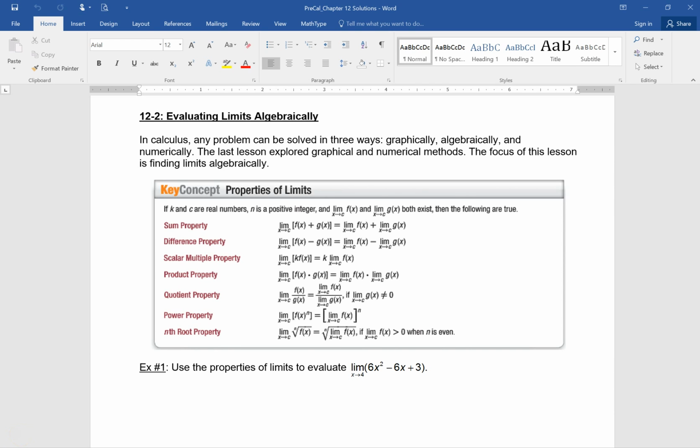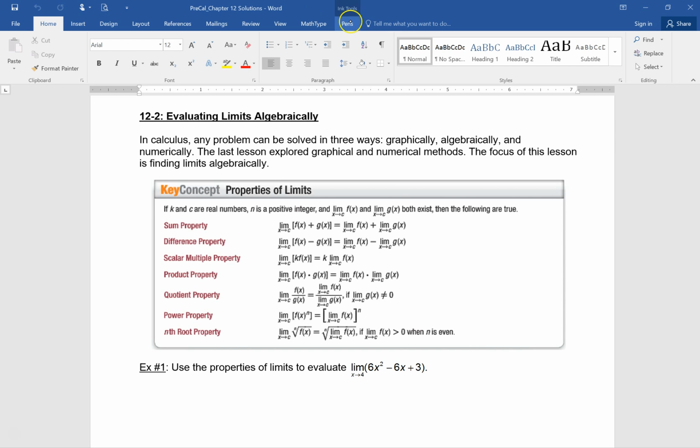All right, in this section, we are, again, looking for limits. But we're doing it algebraically. Remember last time I said that in math, there are always three ways to solve any problem, and that's graphically, numerically, and algebraically or analytically. Well, we did graphically and numerically in section 1. Today we're doing it algebraically or analytically.